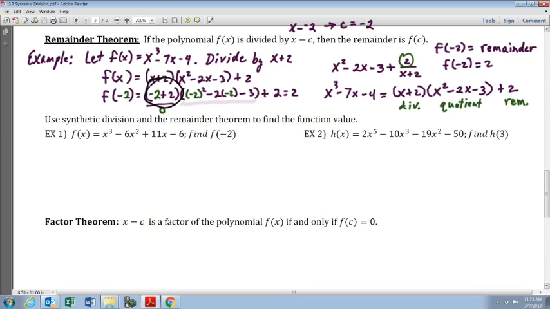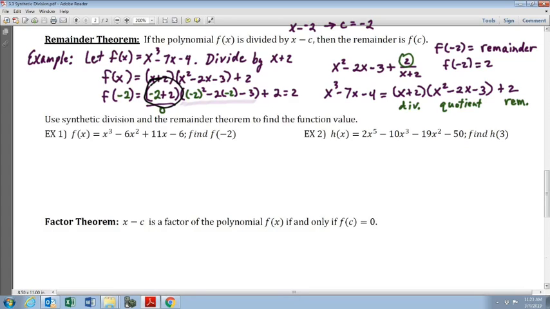All right, so let's go ahead and use this for example 1 and 2. Notice it says use synthetic division and the remainder theorem to find the function value. So for f of x equals x cubed minus 6x squared plus 11x minus 6, we're supposed to find f of negative 2. Now keep in mind, we could just plug in negative 2 and get an answer, but we've been asked to use synthetic division and the remainder theorem. So what does that say?